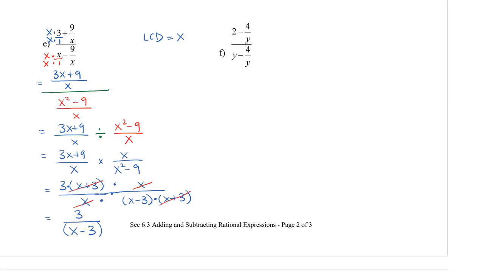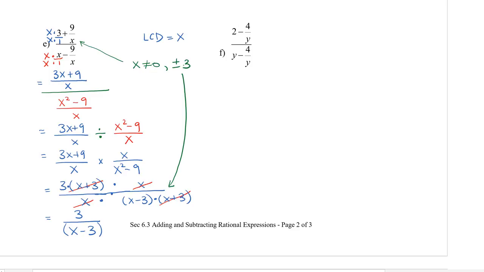So to finish off, let's find the non-permissible values. And we're going to go back to our original question, which is back up here. And over here, we can see that x cannot be 0, because that was in the denominator. But if we go further down, we also now see that we have a new denominator of x minus 3 and x plus 3. So from here, we can also see that x cannot be plus or minus 3.